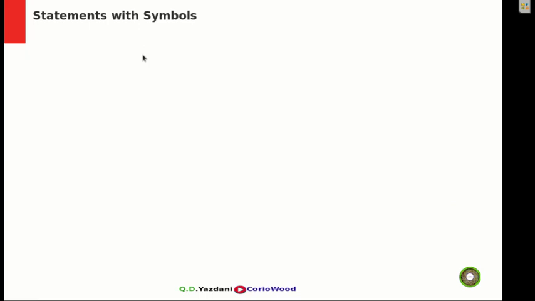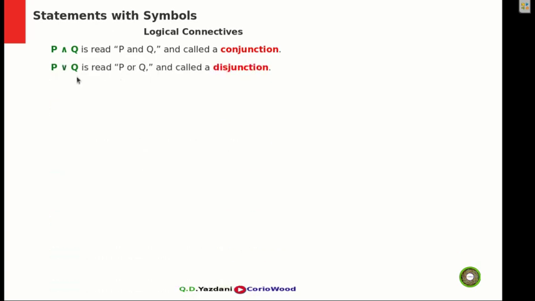So in this video, we're going to go through statements with symbols. In the previous video we saw statements with words, atomic statements and molecular statements. In this video we're going to work with statements with symbols. P and Q is read as P and Q and called a conjunction, as we said in the previous slide. P, and you see there is a wedge shape here and a V shape here, is read as P or Q, and we call it disjunction. P right arrow Q is read as if P then Q and called implication or conditional.